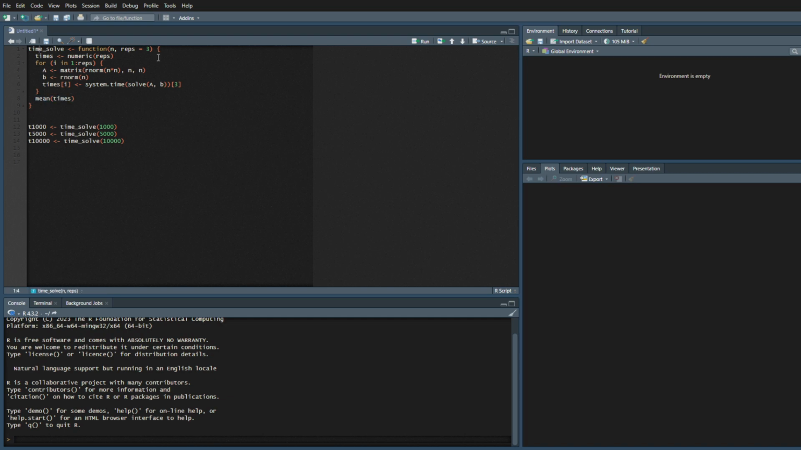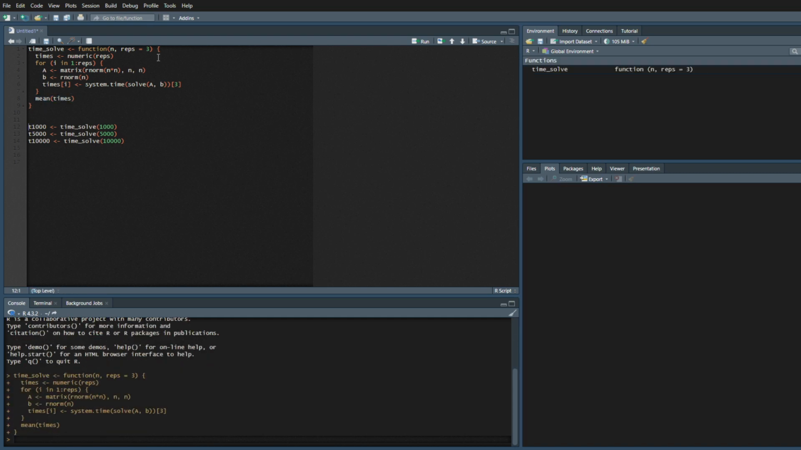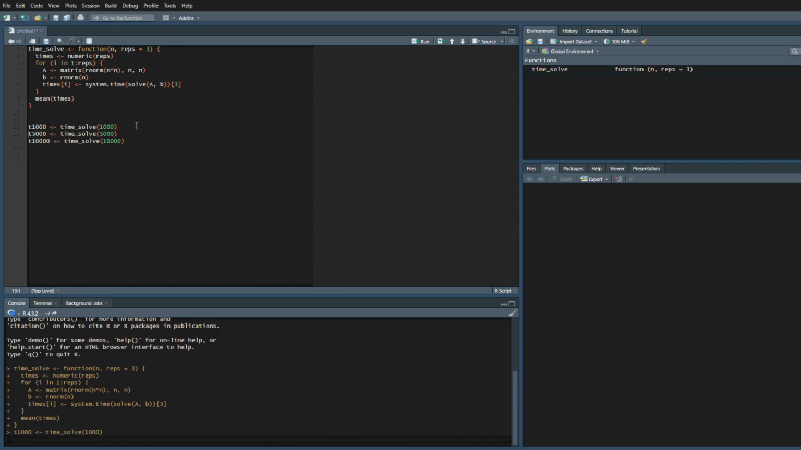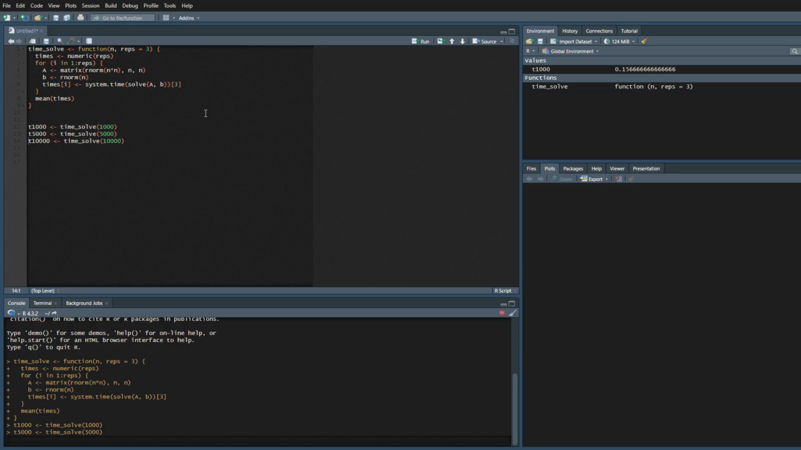And so let's use this function to try to figure out how long it takes R to solve a 1,000 by 1,000 system of equations. This is going to go pretty fast, and then if you look over here, it tells us that it took R on average 0.16 seconds to solve a 1,000 by 1,000 system of equations. And now let's see how long it takes R to solve a 5,000 by 5,000 system of equations. Now, this is going to take a little bit, so while it's running, I'm going to write a few more functions.